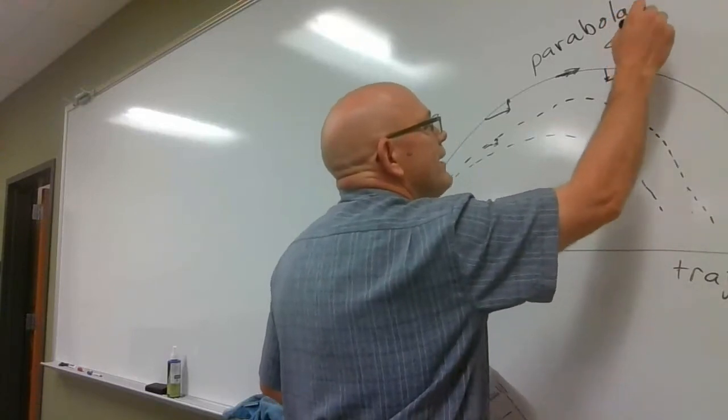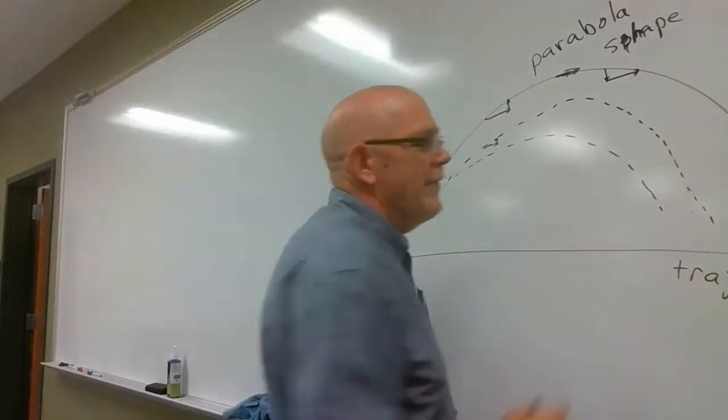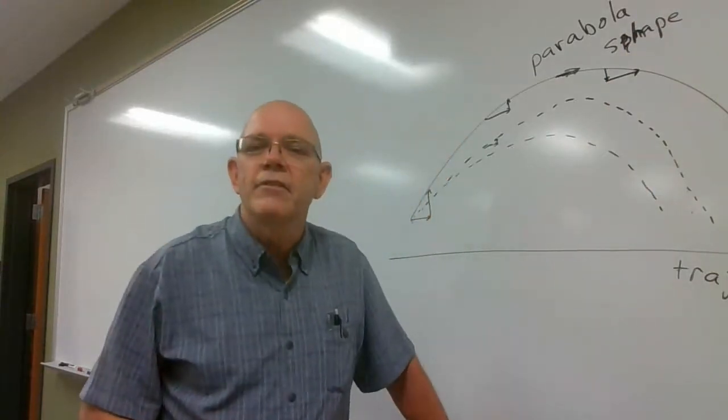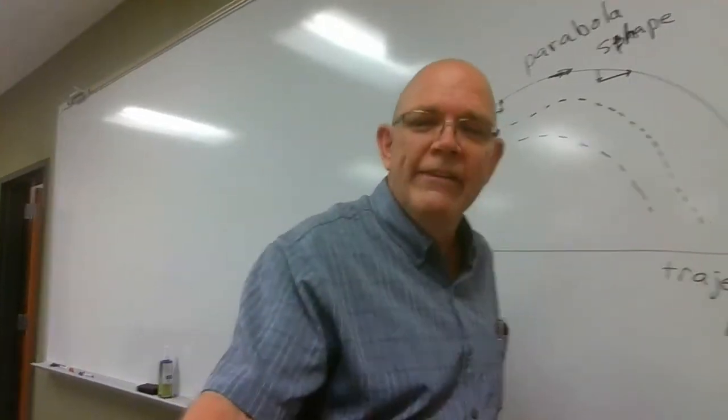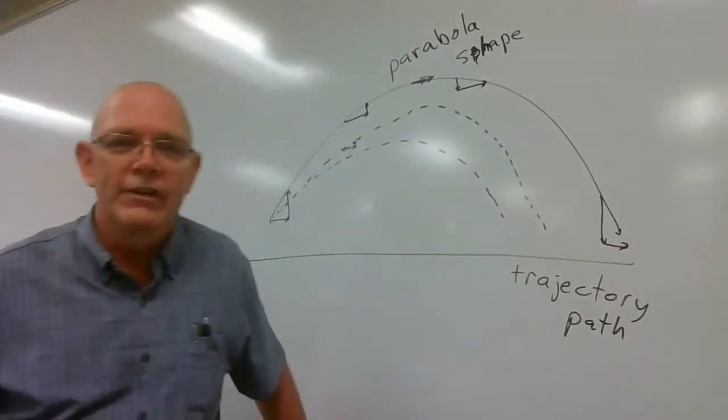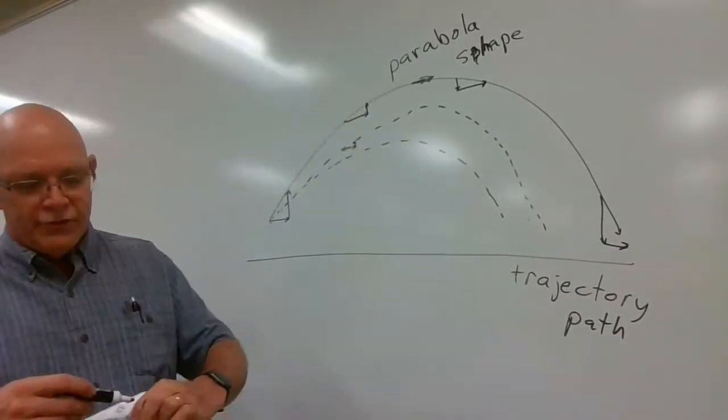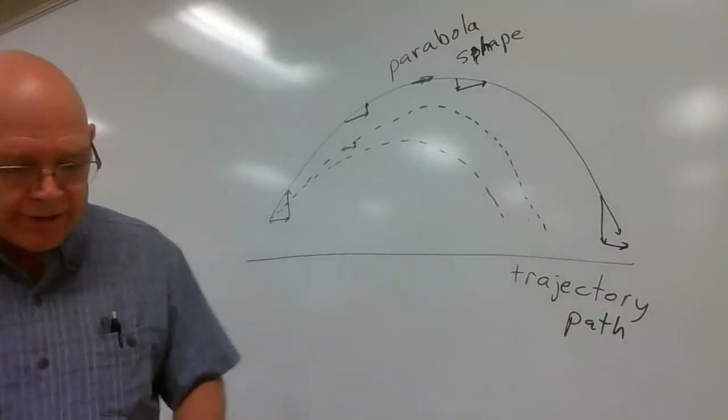I can't spell S-H-A-P-E. Thank you. The shape of the path is a parabola, but the path itself is called the trajectory of the projectile. Okay, so that's just some things about projectiles.